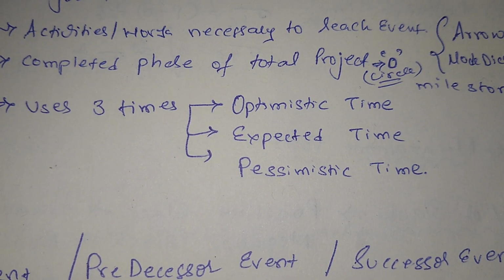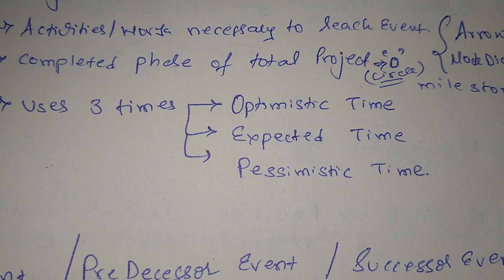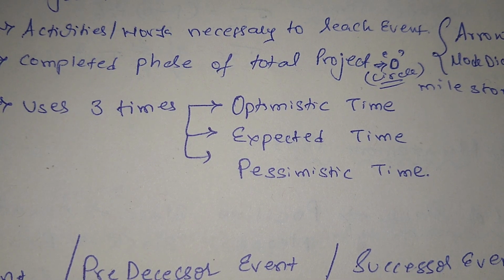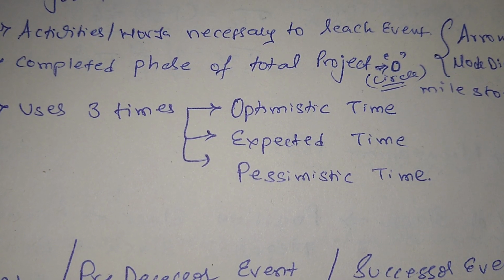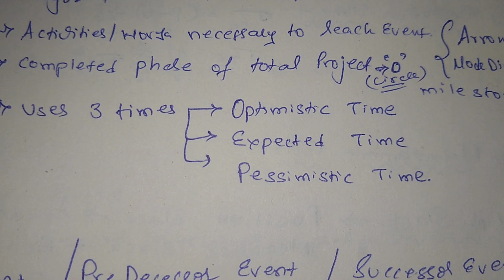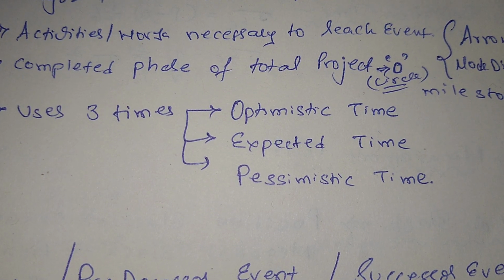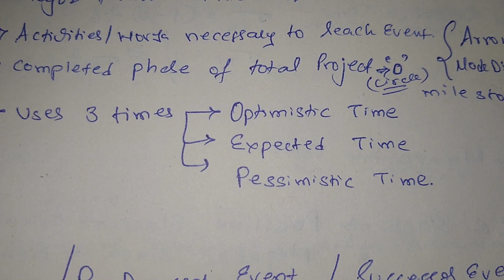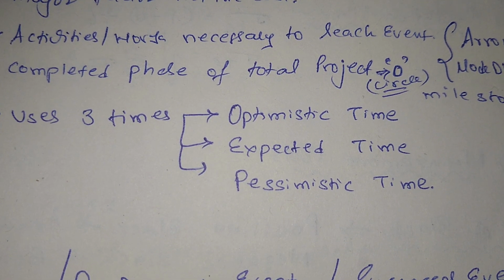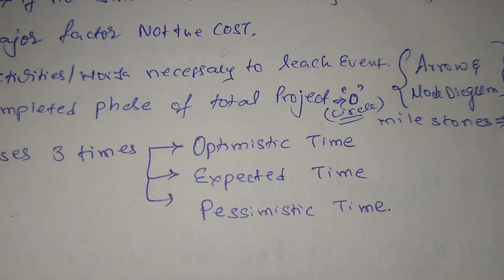Next thing is pessimistic time. Pessimistic time is when any problems arise during the project and it may get delayed. Expected time is the time that lies in between the range of optimistic and pessimistic time. These details we will see later.